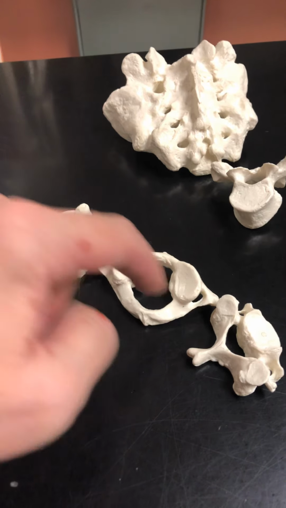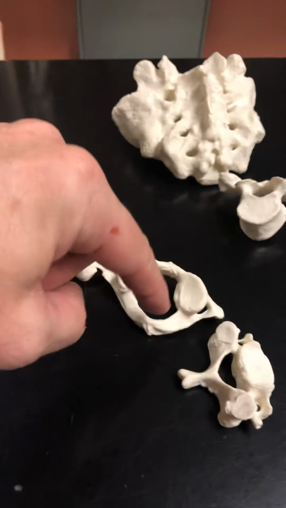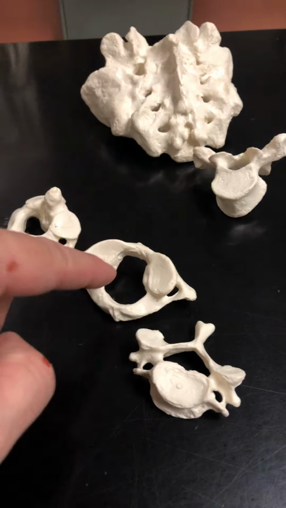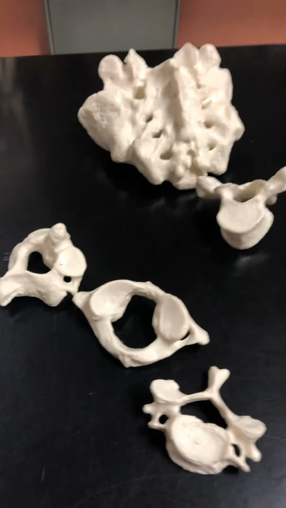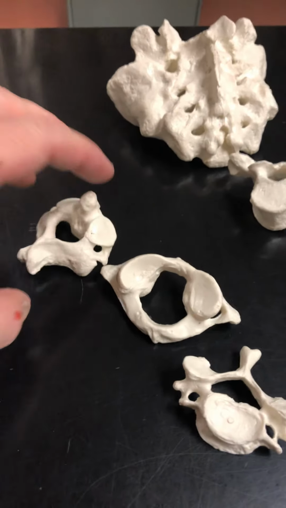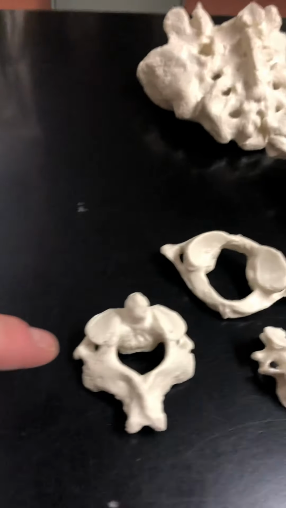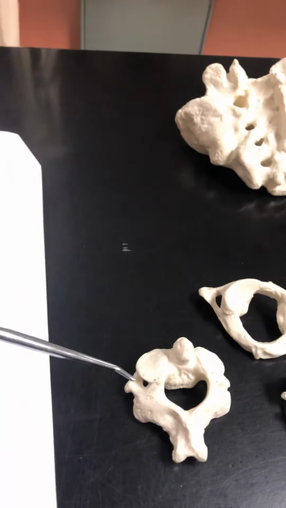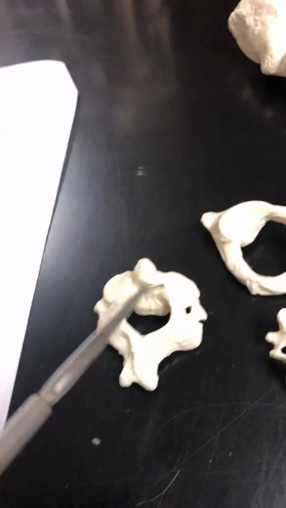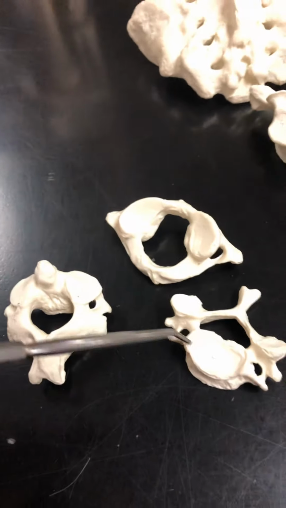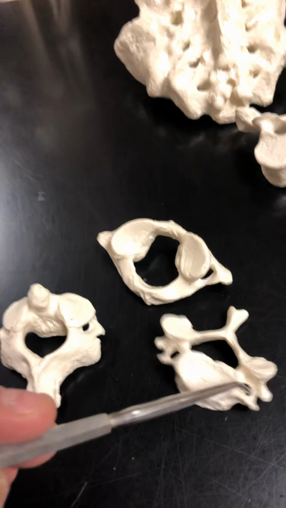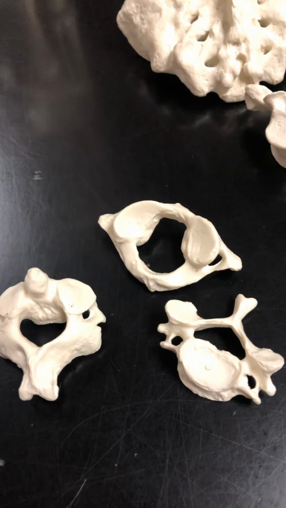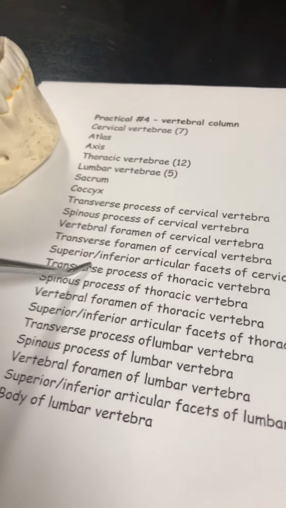Here's the vertebral foramen. Remember, the spinal cord goes through this bigger hole in the middle. Remember, a foramen is a hole. And then, of course, the characteristic of a cervical vertebra is these transverse foramina. We have them on both sides, here and here, on all cervical vertebrae. So if it doesn't have these holes, it's not a cervical vertebra. Then we have the superior and inferior facets. Remember what a facet is? A facet is a flat articular surface.